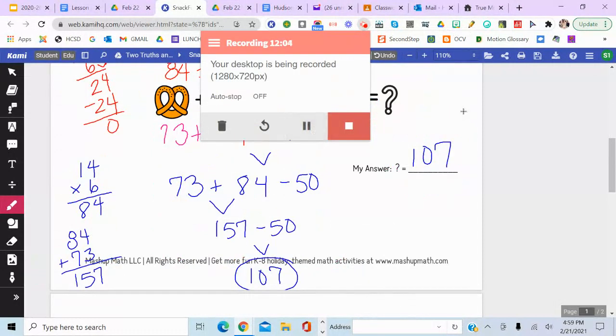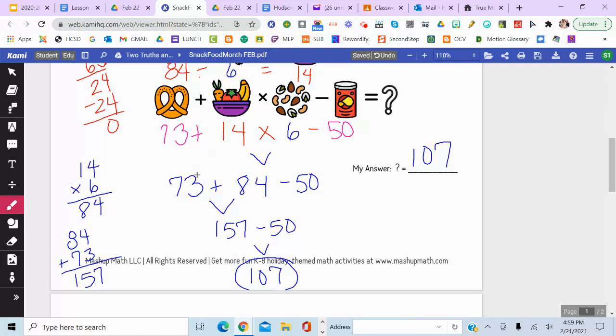Okay, how'd you do? So I did multiplication first, because order of operations is going to tell me that I need to multiply before I add or subtract. So 14 times 6, and you've got my work over here, is 84. Then I added, because add and subtract left to right. 73 plus 84, 157. Last I subtracted the 50, and I got an answer of 107.